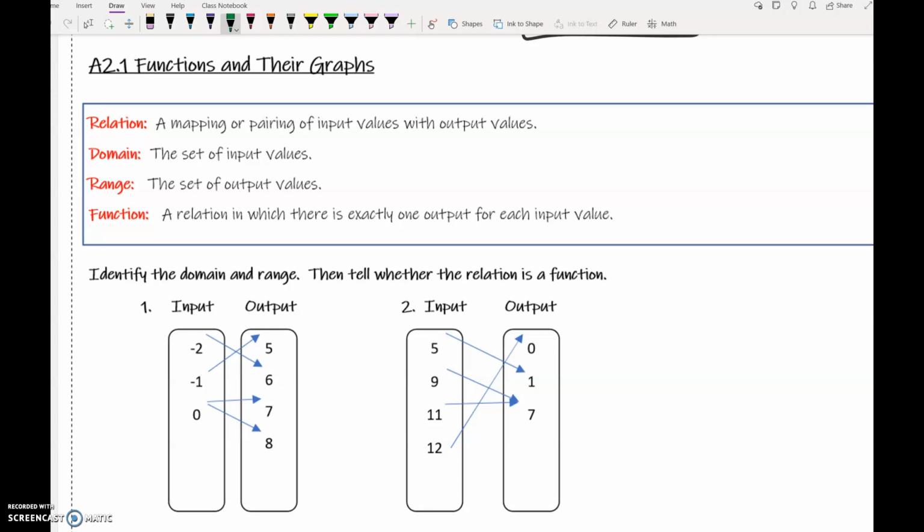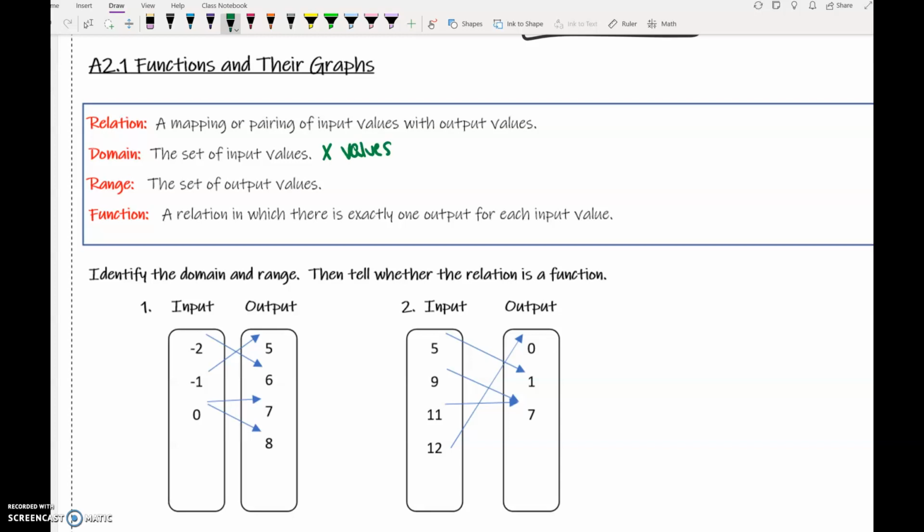Today we are looking at functions and their graphs. A relation is any pairing of numbers. So a relation is input values, output values. Basically, a list of ordered pairs, any graph, anything like that is called a relation. The domain is the inputs. You're familiar with those as the x values.